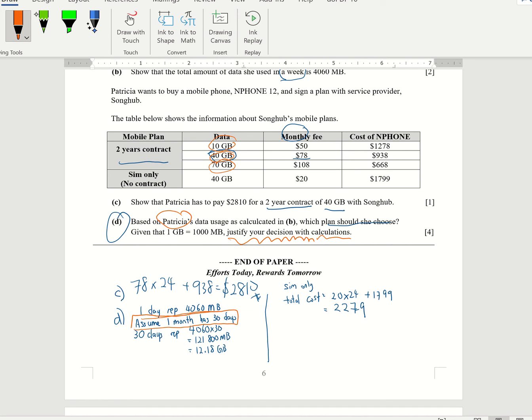Now, if 30 days, I will need 12800 megabyte, which is 12 gig. So definitely I will not choose 10 gig, and 70 gig seems to be too much, so I'll look at the 40 gig. So 40 gig, I know that the price I will pay is 2810.